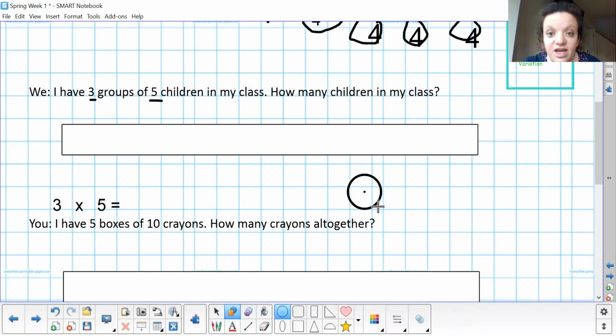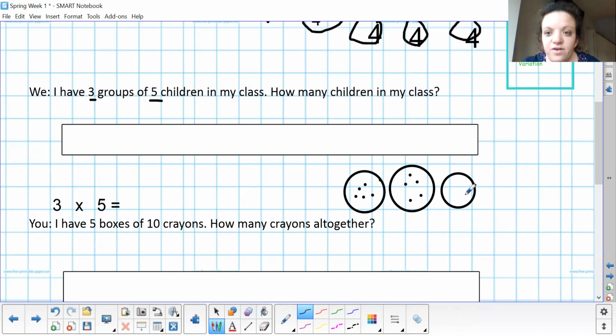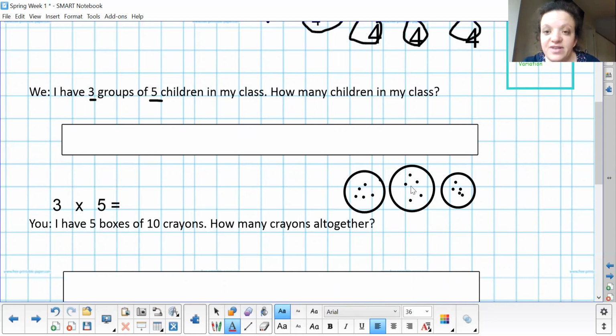Okay, we're then going to have a go at drawing it. So we're going to draw 3 groups, and in each group we're going to put 5. 1, 2, 3, 4, 5. 1, 2, 3, 4, 5. 1, 2, 3, 4, 5. Okay, and then our answer altogether, let's count in 5s: 5, 10, 15. So our answer is going to be 15.